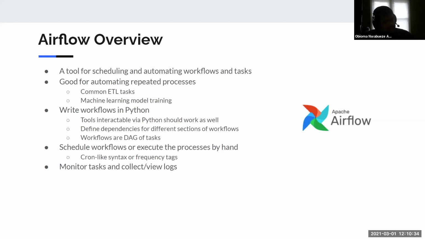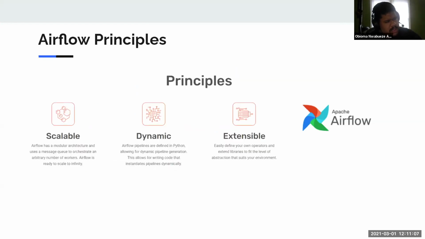You can schedule your workflows or execute them manually within the UI. For scheduling, you use either cron syntax, where you define the frequency using their own syntax, or Airflow actually has some frequency tags like daily, weekly, that you can use instead. And you can also monitor your tasks, how they're running, if they failed recently, and you can use it to view your logs of those processes as well.